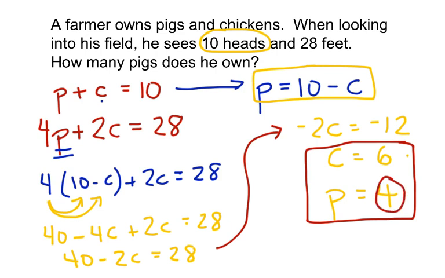That's one approach, the algebra approach. Some of you may think that's great, some of you might prefer something else. Let's look at something else. The most important part of that problem was that there were 10 heads and 28 feet, and we're trying to find out how many pigs there are.